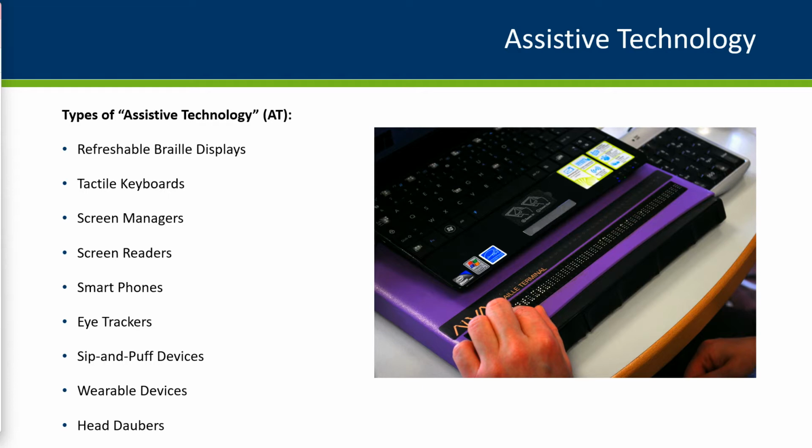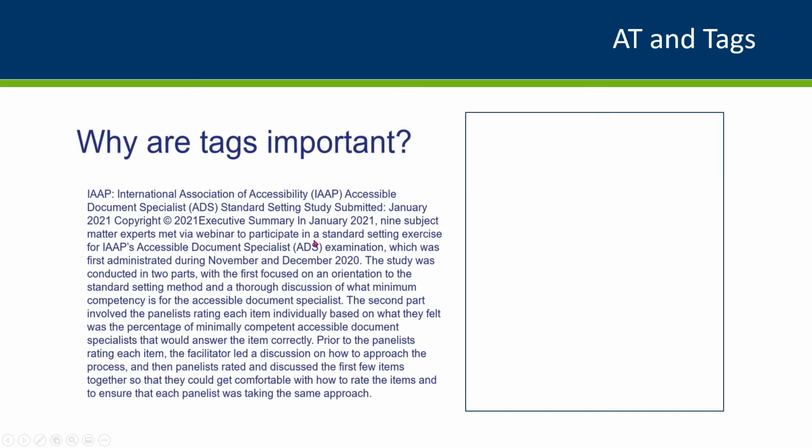So this is important because AT users take user input and map it to a specific keystroke, like Tab or Enter on the keyboard or another keyboard combination. So I'll show you an example of how AT and tags work together in a document setting. It's different on a website, or Word can have different tags than PDF, but this is common through documents.